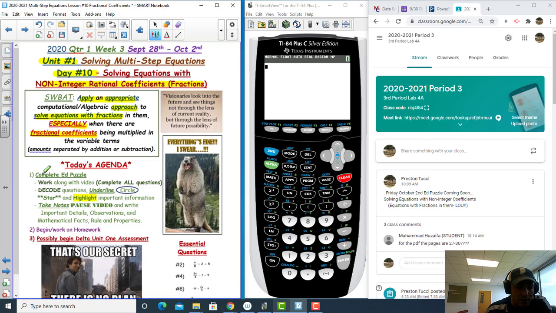For today's agenda, I expect you to complete the Ed Puzzle, which would require you to work along with the video and complete all questions appropriately. That usually suggests that you're going to have to decode any questions, underline, circle, star, or highlight important information, and take notes throughout the video. That may require you to pause the video to write down important details, observations, mathematical facts, rules, and or properties. If you finish early, you may begin the homework and possibly even the Delta Unit 1 assessment.